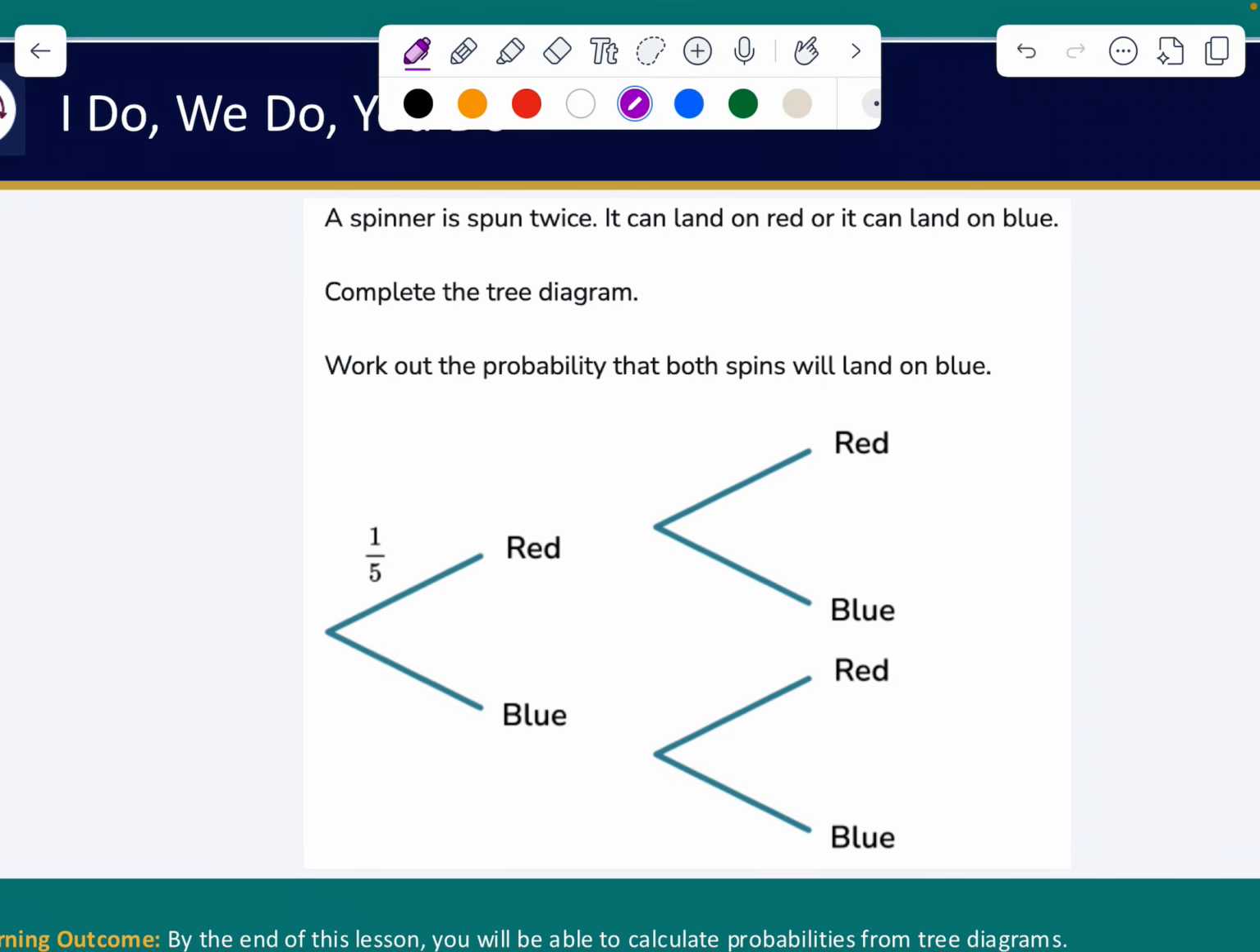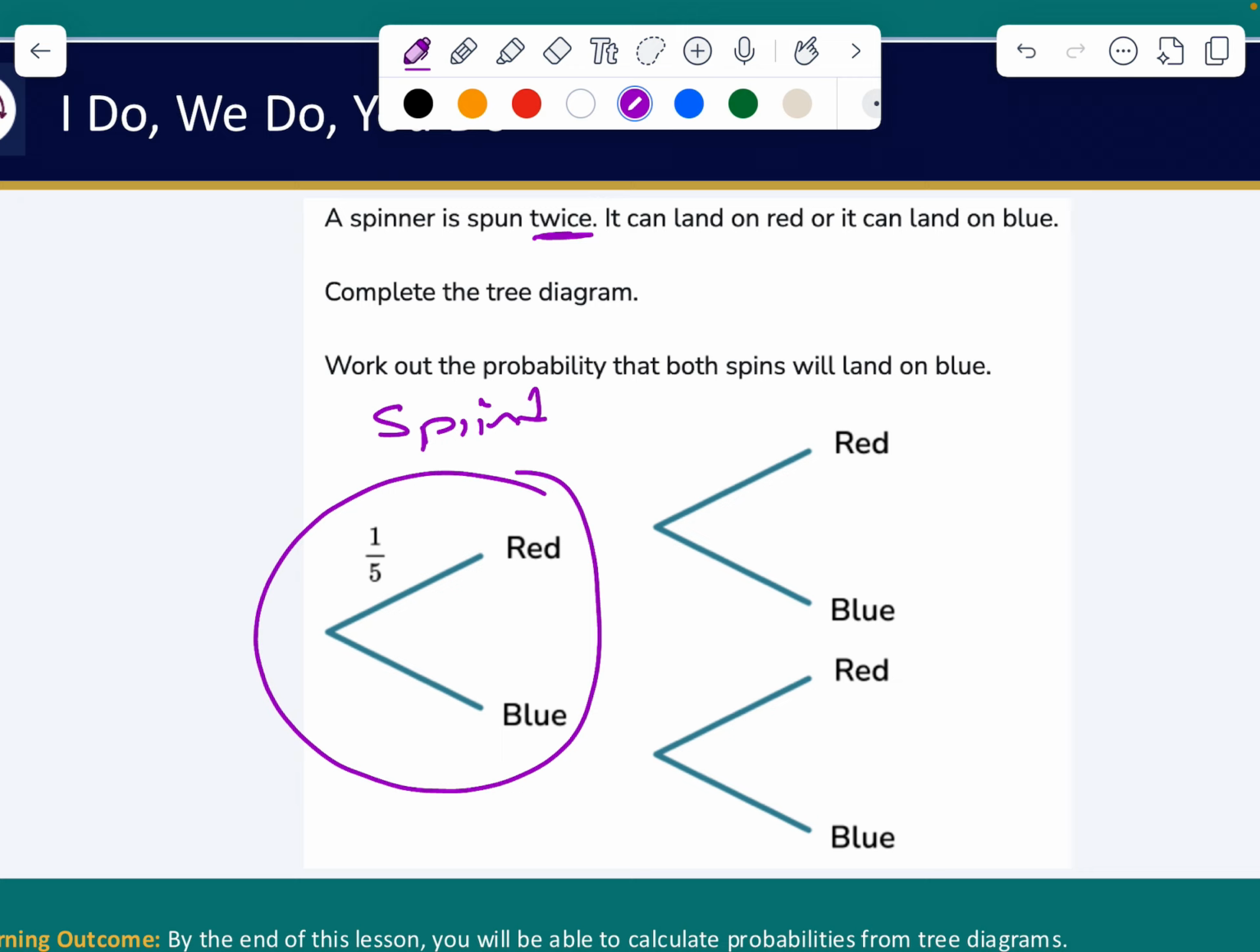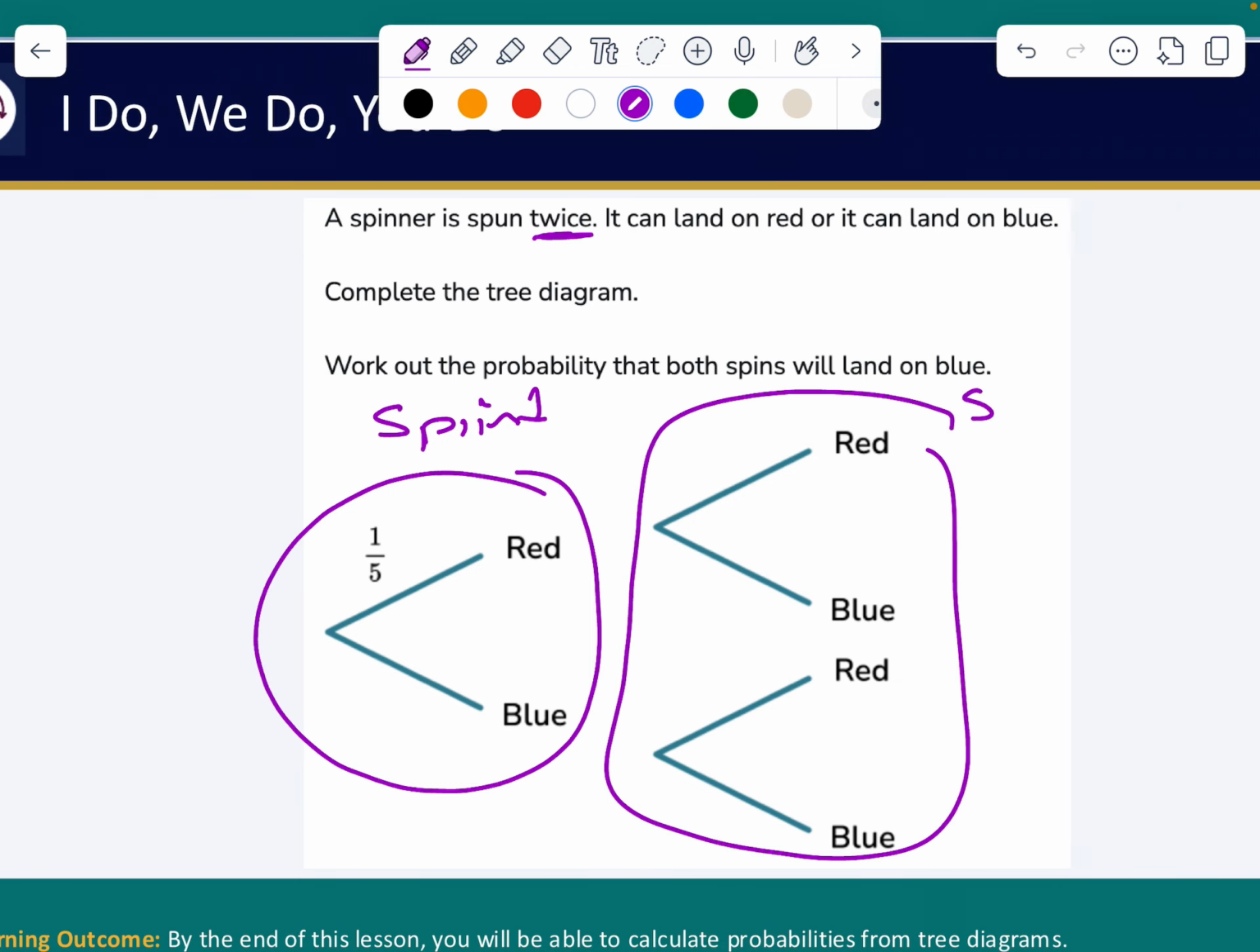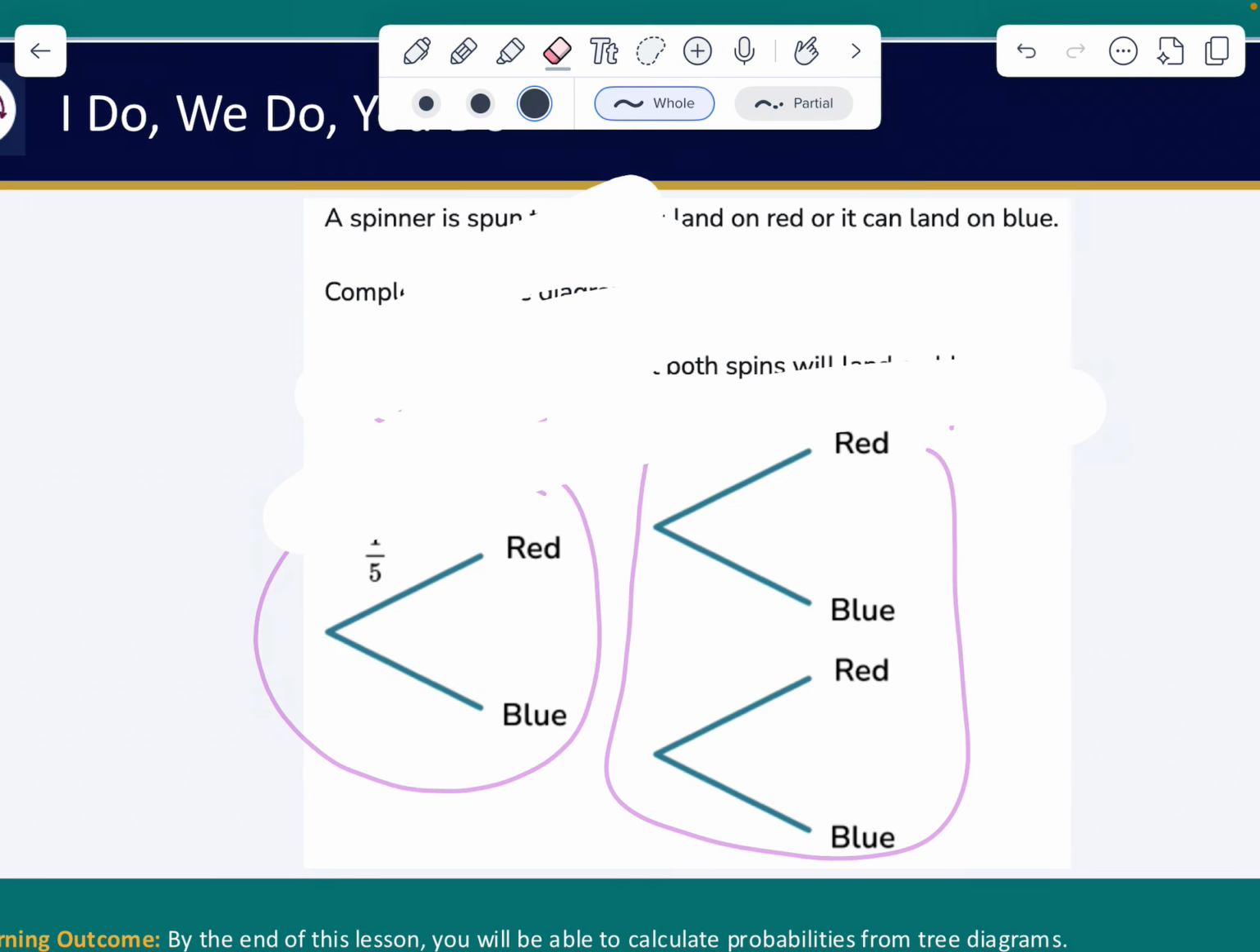So in this question, it says a spinner is spun twice. So that's why there are two tree diagrams. This is our first branch, so that would be spin 1. And then this is our second one, which is spin 2. It makes sense that there's two on the second one because depending on what your first one is, there are different outcomes that can actually happen.